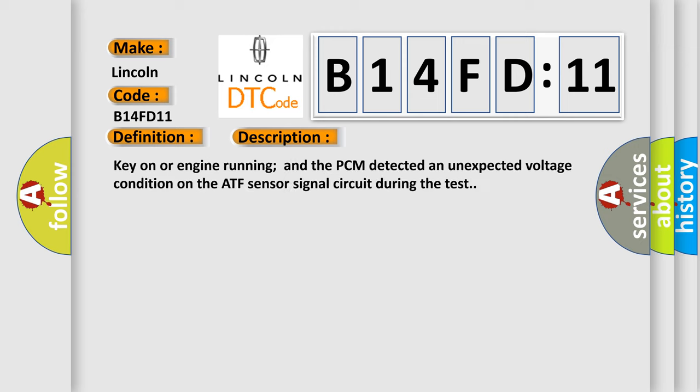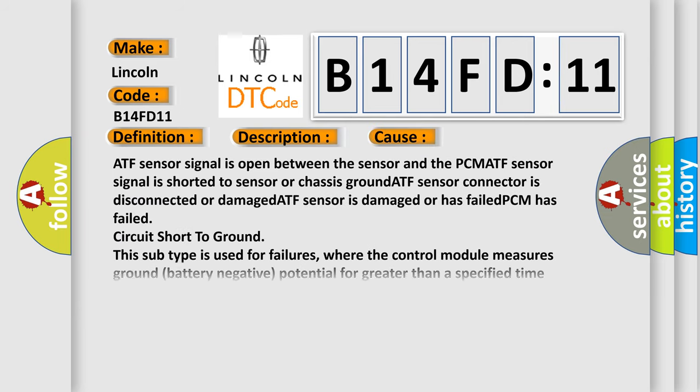Key on or engine running and the PCM detected an unexpected voltage condition on the ATF sensor signal circuit during the test. This diagnostic error occurs most often in these cases. ATF sensor signal is open between the sensor and the PCM. ATF sensor signal is shorted to sensor or chassis ground. ATF sensor connector is disconnected or damaged. ATF sensor is damaged or has failed. PCM has failed.